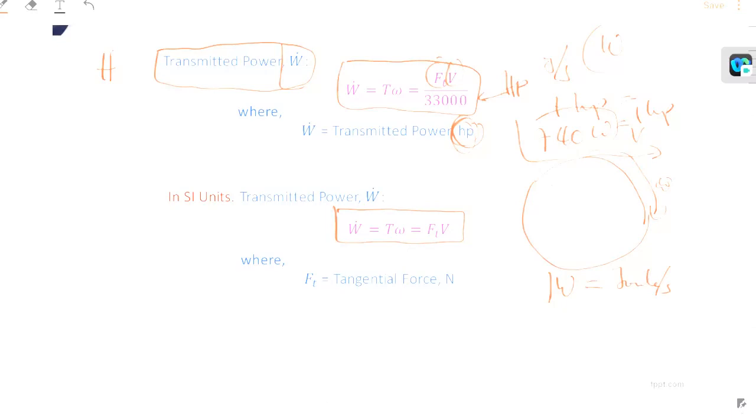So I think you could calculate one by one: what is the tangential force, the feet per second, for example. What are the units of the force and of velocity? Just to convert to horsepower, 740 watts equals one horsepower. If you don't want to use this 33,000, you will get the basic units, which could also be used.